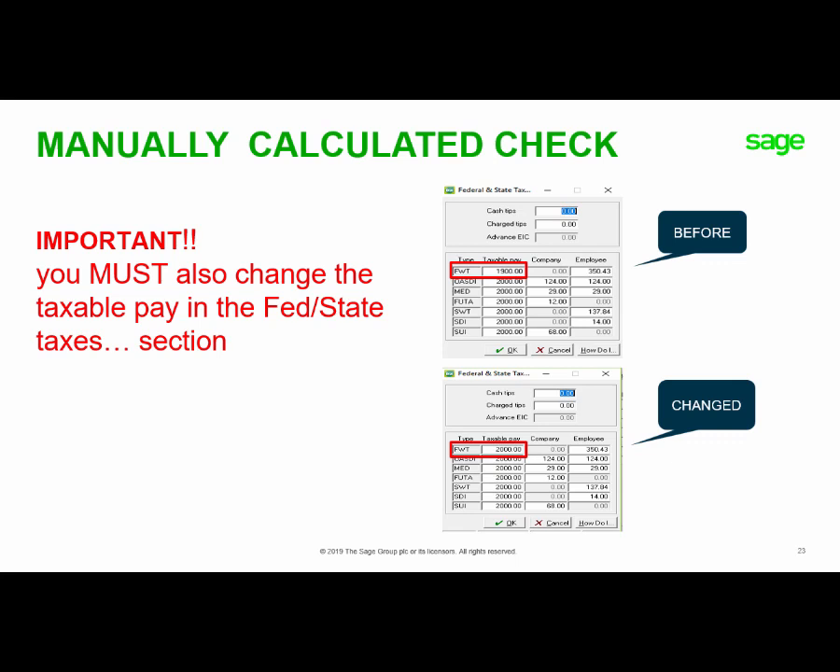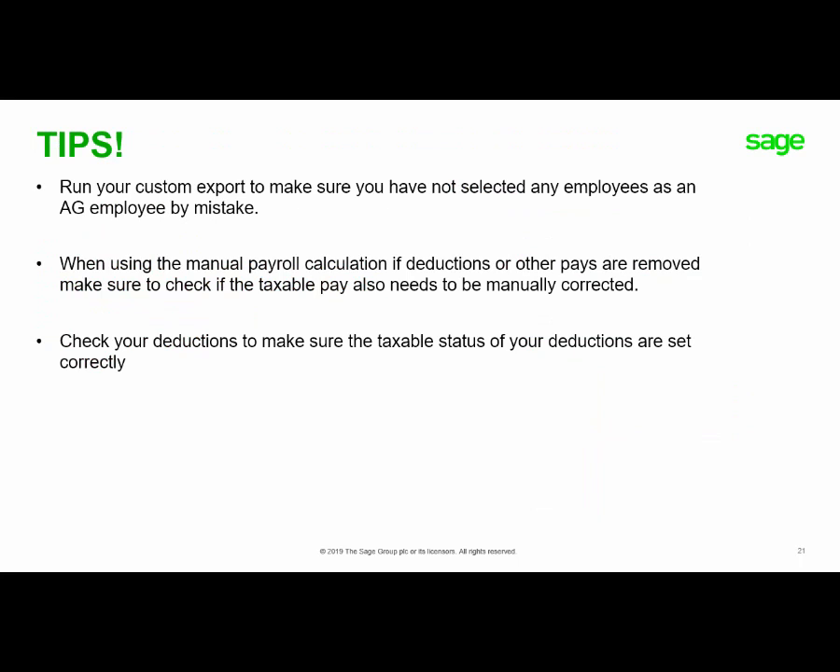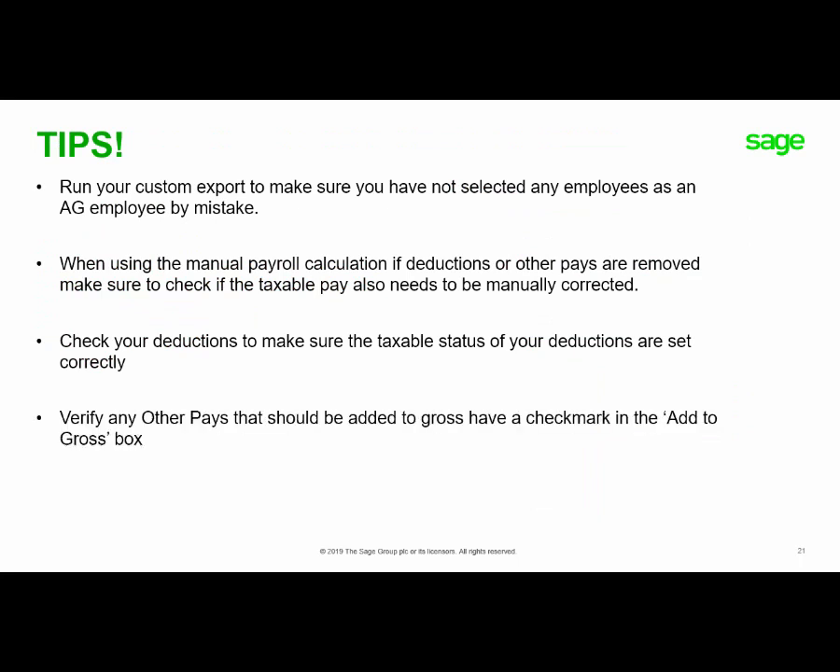Whenever you make changes in manual payroll calculation, you must manually change every field. BusinessWorks will not automatically calculate any taxable pays when you manually change anything on that calculated time card. Check your deductions to make sure the taxable status of your deductions are set correctly. Verify any of your other pays that have been set up as taxable for FWT also have a check mark in the Add to Gross box.